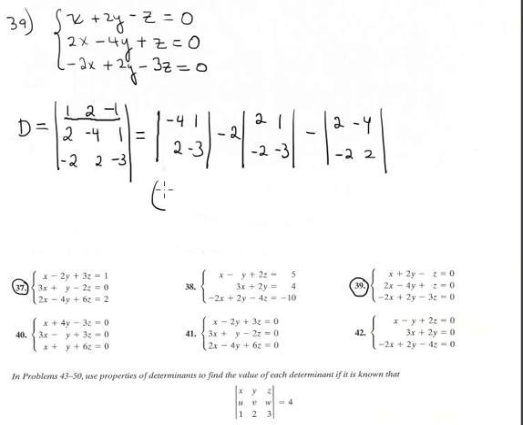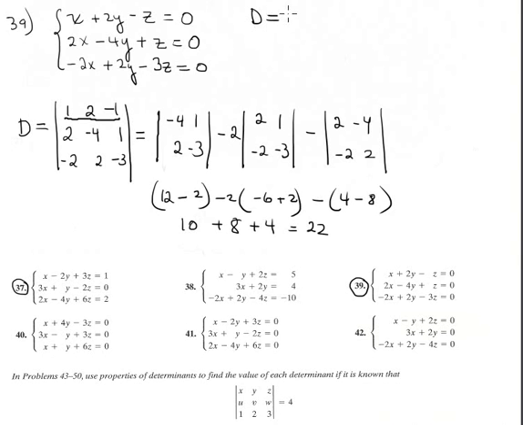Okay, let's go to the multiplication. This is 12 positive minus 2. Minus 2 times, this is negative 6 plus 2, minus, this is 4 minus 8. Okay, this is 10, and this is negative 4 minus times negative 2 is plus 8, and this is negative 4 and plus 4. This is 12, it's 22. So D is 22. The determinant of the system is 22.